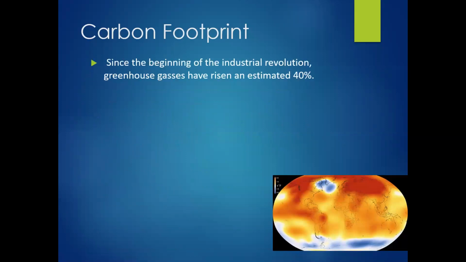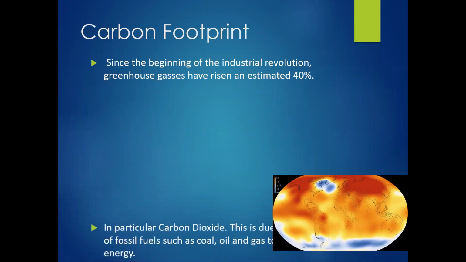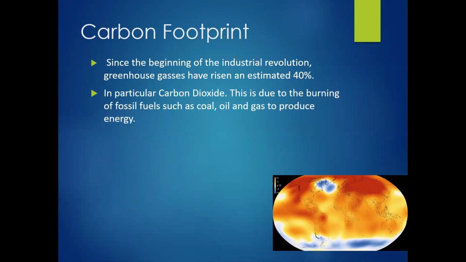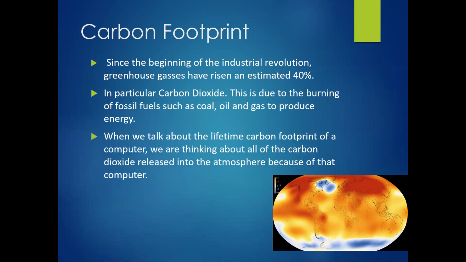Since the beginning of the Industrial Revolution, greenhouse gases have risen by an estimated 40%. In particular, carbon dioxide, and that's due to the burning of fossil fuels such as coal, oil, and gas to produce energy. That releases carbon dioxide into the atmosphere, and it traps the heat from the sun. And we know about climate change, and we know that the temperatures are gradually climbing.